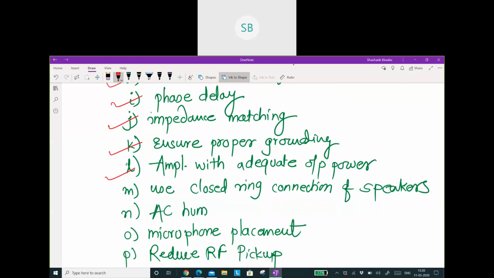Okay, the next one is selection of an amplifier with adequate output power. This is very important, because the amplifier power should be uniformly distributed by using a distributed multiple speaker arrangement. For that purpose, the selection of speakers and the selection of microphones are both very important. What should be the output power of the speaker is important, that you have to consider.